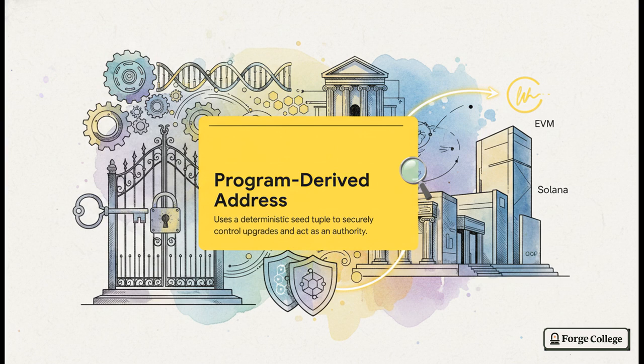Instead of relying on a user's private key to sign things, a PDA actually allows your Solana program itself to sign for transactions. By deriving the address using totally predictable seeds, you guarantee that only your specific program has the power to authorize state changes. It's a really elegant lock and key system.